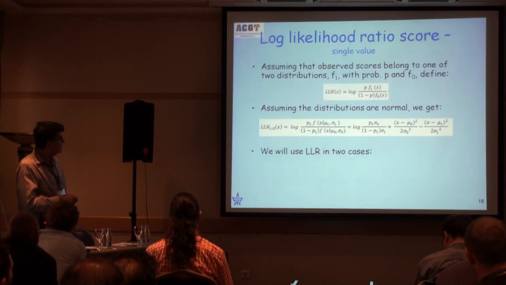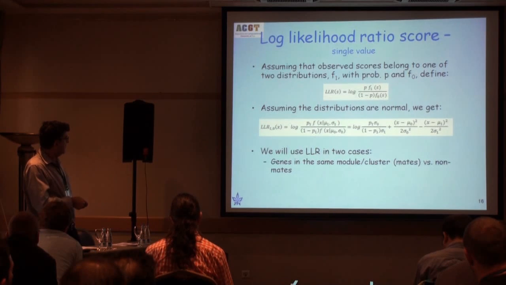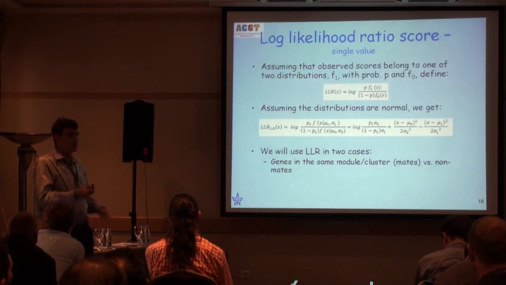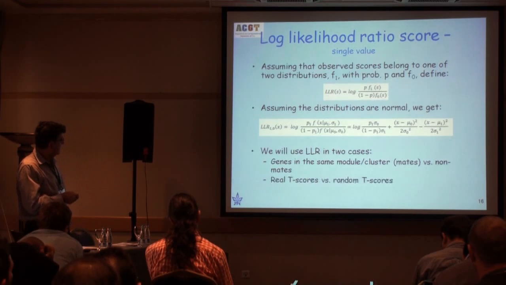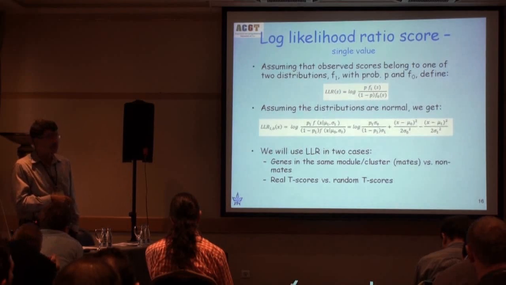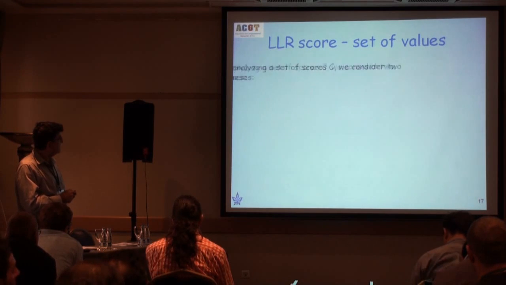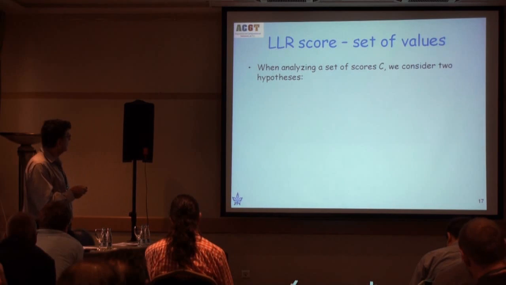And actually, we'll be using this LLR score in 2 situations. First of all, when we compare genes that are in the same group set, which we call mates, versus non-mates, so genes within a set versus genes in different sets, and we also use it to compare the real and the random t-scores. So this is now not for a pair of genes, but for a whole group of genes.